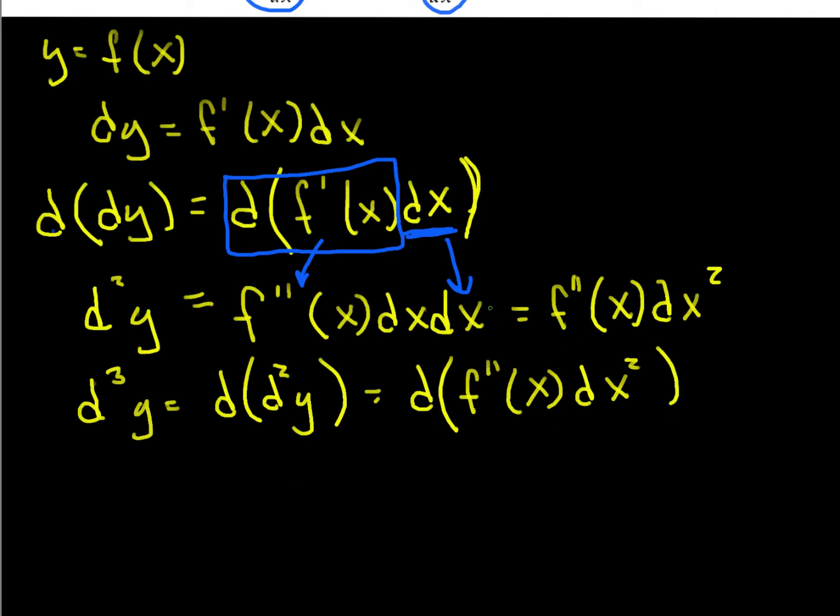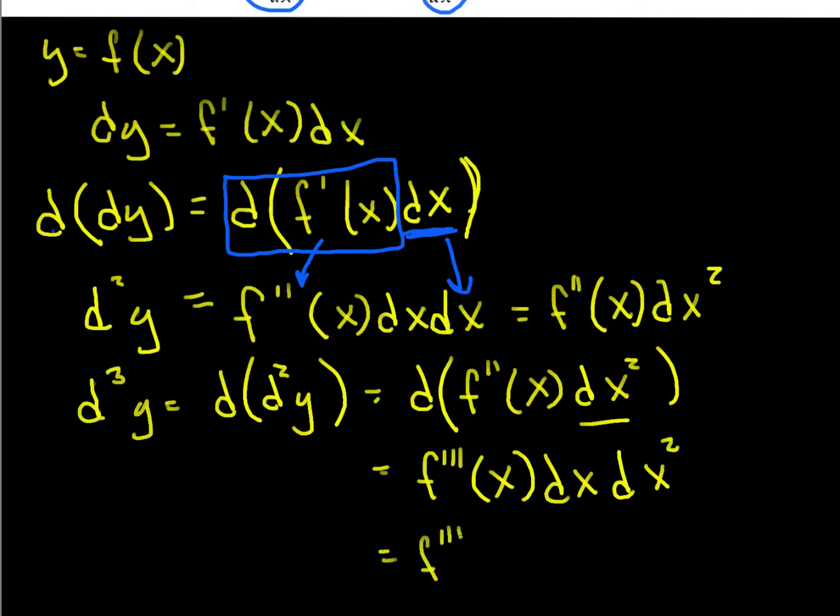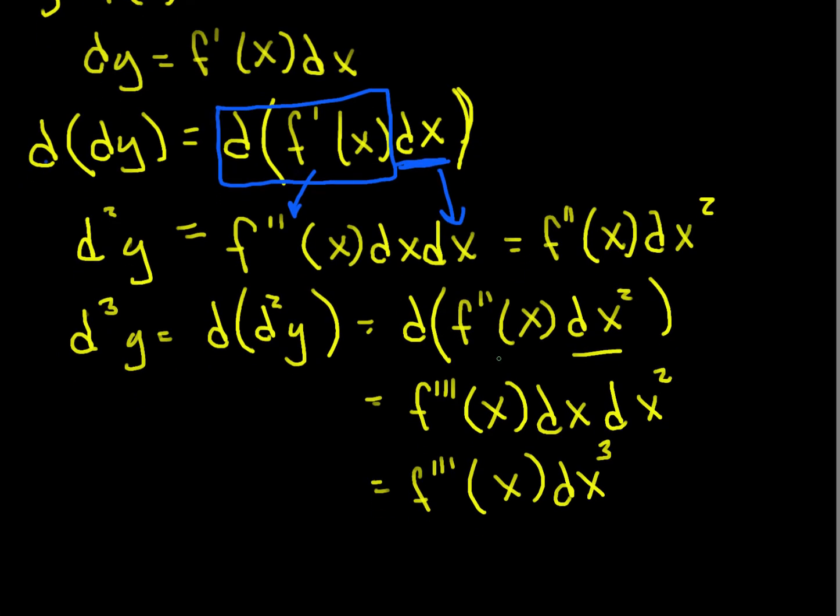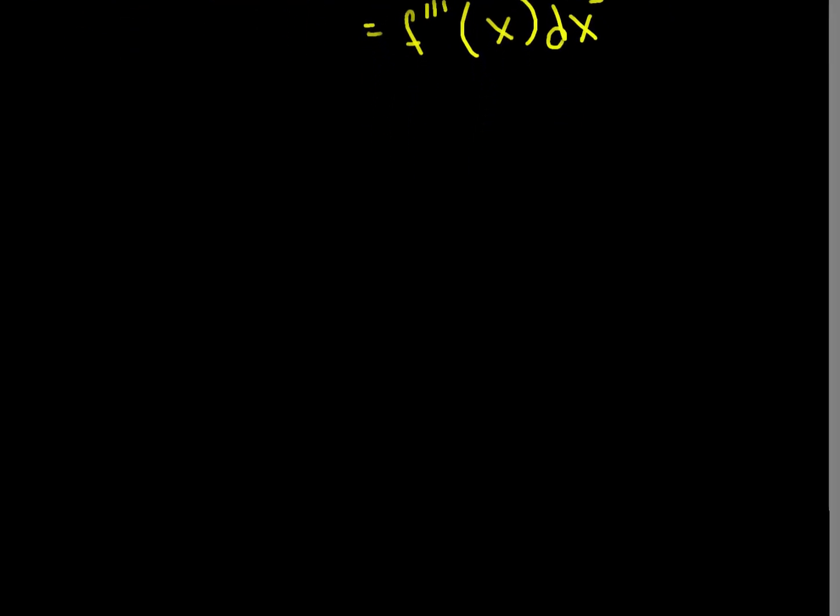And again, following what we did in the last step, this would simply be the triple derivative of x dx times our leftover dx squared, which would be f triple derivative dx cubed. And we'll use this kind of reasoning to compute plenty of other derivatives if we need to compute higher order derivatives using the differential forms.